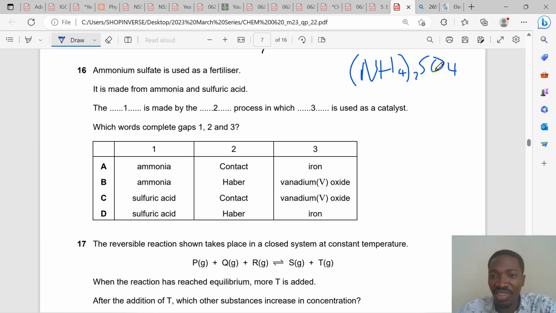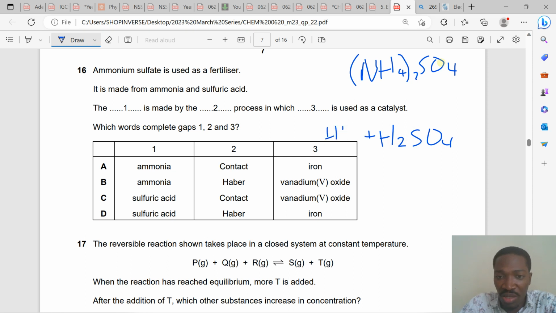That will be through the contact process. Yeah, you react sulfuric acid. This is what I mean: your sulfuric acid will react with ammonia to form your ammonium sulfate.